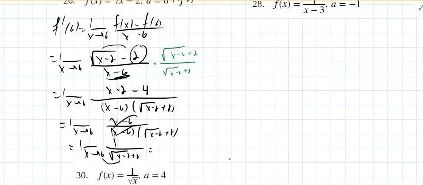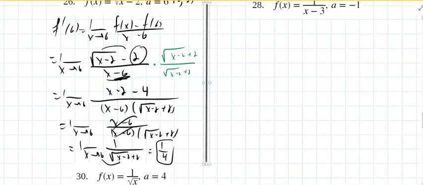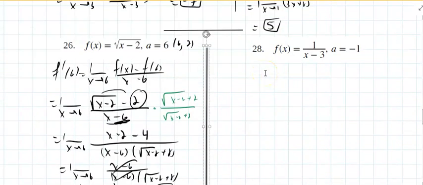So if you put a 6 there, that's 4. Square root of 4 is 2, plus 2. The slope of the tangent is 1/4. Of course, if I actually find the equation of a line, it's really easy. That point is right there.